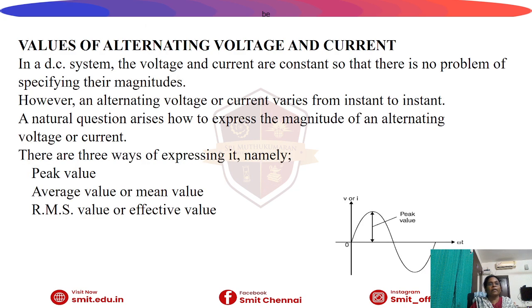The value of alternating voltage and current. In a DC system, the voltage and the current are constant, so there is no problem in specifying their magnitudes. However, an alternating voltage or current varies from instant to instant. Naturally, the question arises: how to express the magnitude of an alternating voltage or current? There are three ways of expressing it, namely peak value, average value or mean value, and RMS value or effective value.